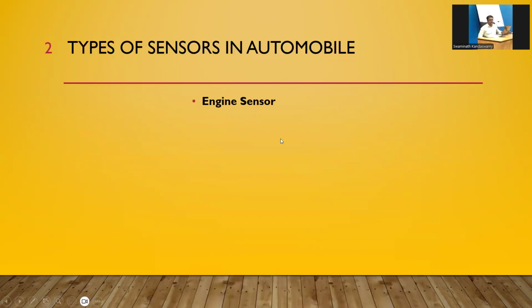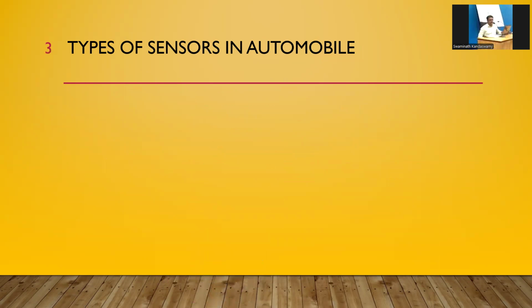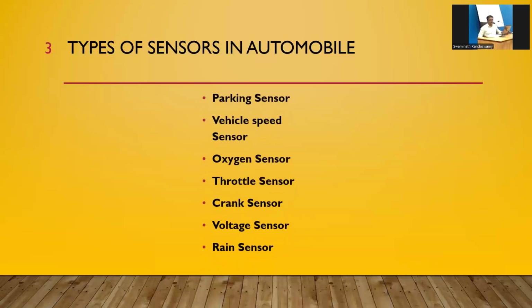Normally they buy engine sensor, NOx sensor, airflow sensors, cam sensors, coolant sensors, temp sensors, MAP sensors, parking sensor, vehicle speed sensor, oxygen sensor, throttle sensor, crank sensor, voltage sensor, and range sensor. These are all the common procurement of sensors. Out of that, we'll see 2-3 sensors.